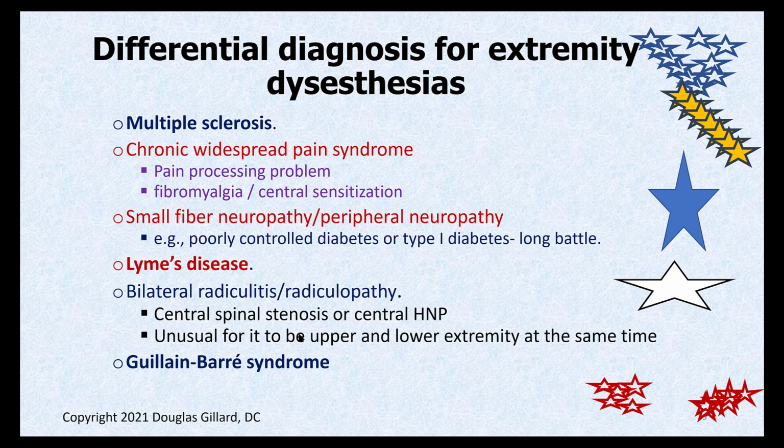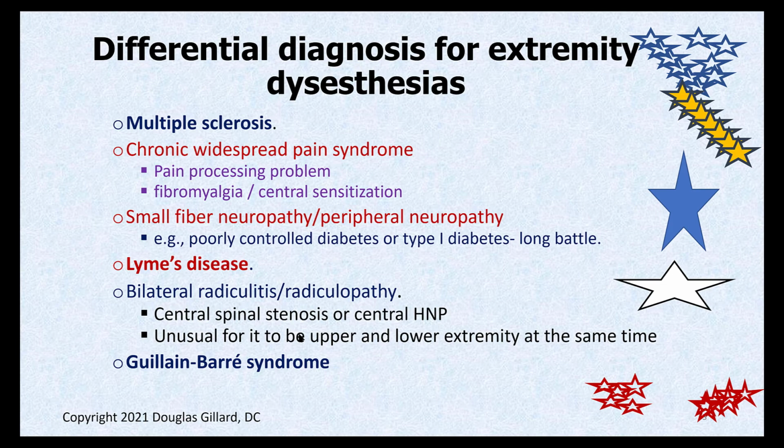What about differential diagnosis for extremity dysesthesia? This is a take-with-you-for-the-rest-of-your-life slide. You will have to keep this in your noodles forever when you get these complex cases with someone with widespread pain. So it's not always pernicious anemia. And even in my practice on the weekends, I order this stuff all the time.